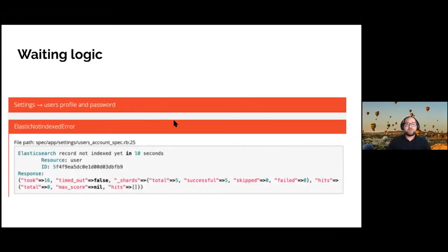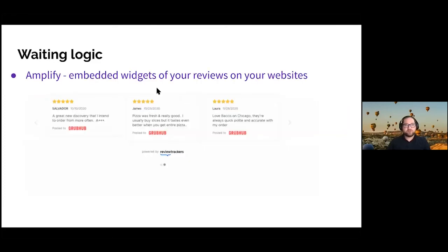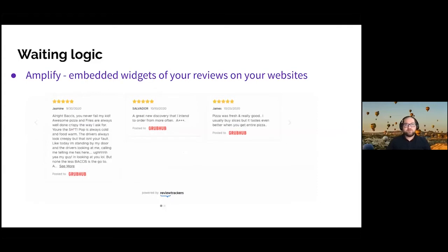So yeah, this is what that error might look like. It's really helpful. It tells you what resource we were expecting a record to be in, and we give you the raw response from Elasticsearch, and you can easily go off on your day and triage. So I'll give one more example of some weighting logic that we have at ReviewTrackers.